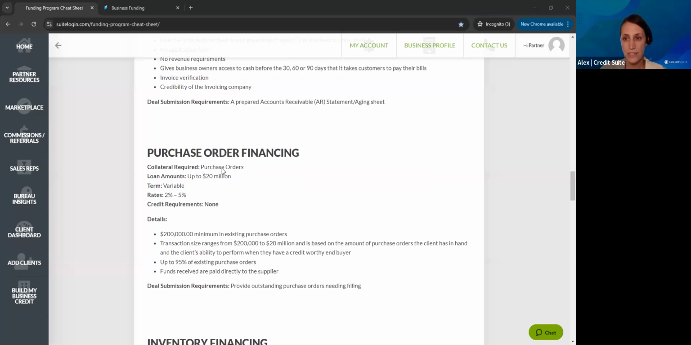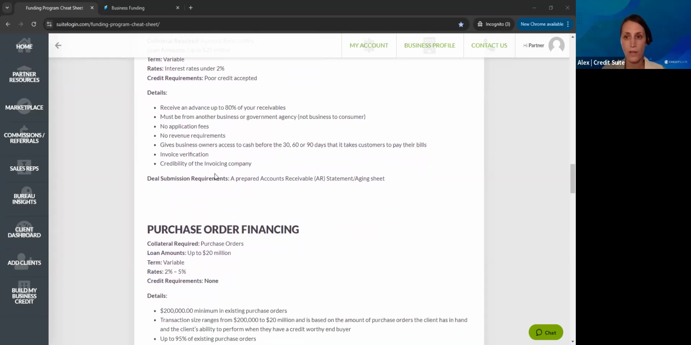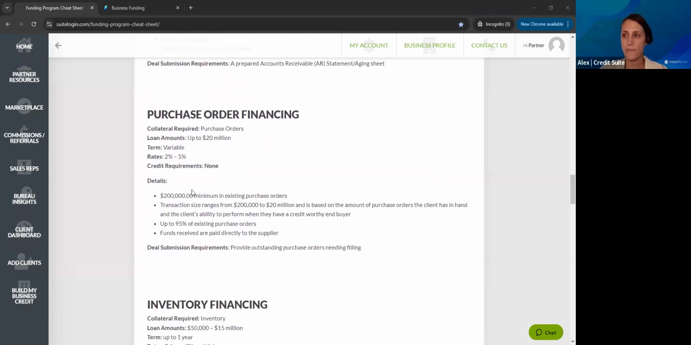Purchase order financing is pretty similar too, and would fall under, just like accounts receivable, the collateral umbrella of the 3 C's. And for purchase order financing, if they have outstanding purchase orders, the thing that I want to draw everyone's attention to, because this is what we can currently do, is that it has to have at least $200,000 minimum in existing purchase orders to look into that.